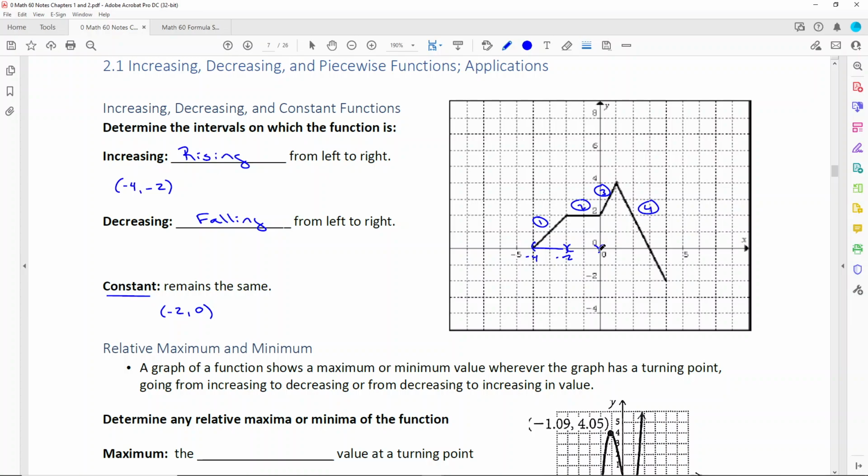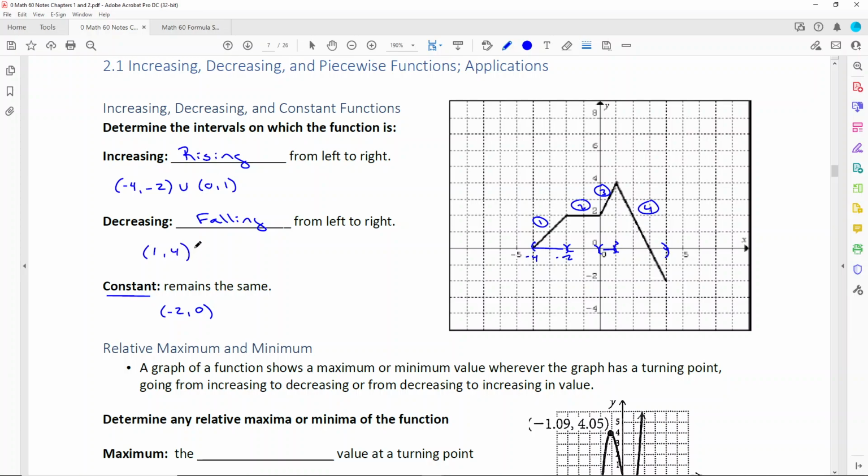Now we're going to look at the next interval, which is from 0 to 1. So from 0 to 1, what's happening to our graph? Well, again, it's rising from left to right. So from 0 to 1, the graph is also rising. And then lastly, we've got from 1 all the way to 4. And what is the graph doing? Well, it's falling from left to right, so it's decreasing. So it's decreasing over the interval of 1 to 4.